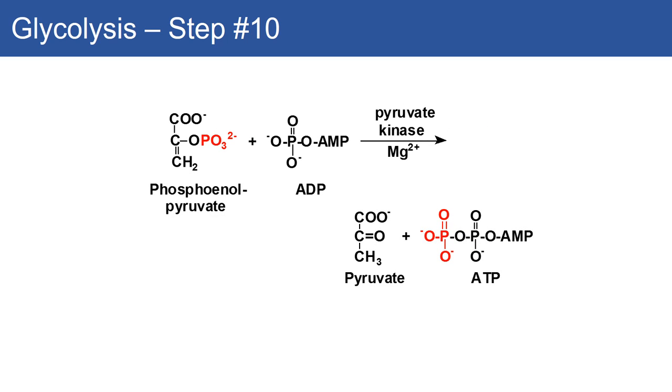Step 10, we then transfer that high energy phosphate to ADP to make ATP. So we're going to take phosphoenolpyruvate through a pyruvate kinase, right? And magnesium. You might notice a really important trend here. Magnesium is an important cofactor in a lot of these reactions. Just as a side note, magnesium is also very important in things like DNA replication.